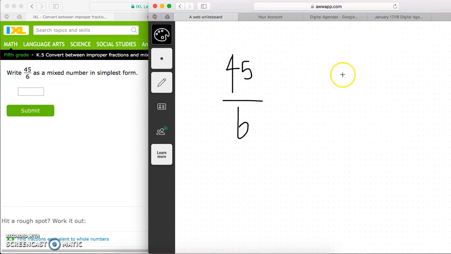I am going to divide 45. Oh my gosh, that 5 is ridiculous. Oh dear. Okay. You guys know what I mean here. Okay, I'm going to divide 45 by 6.